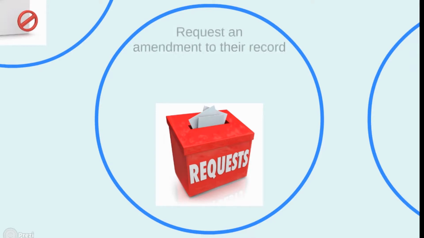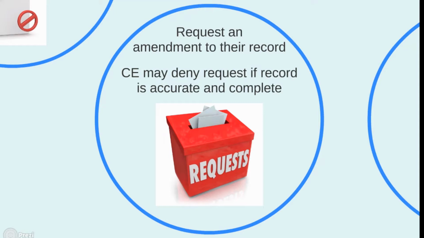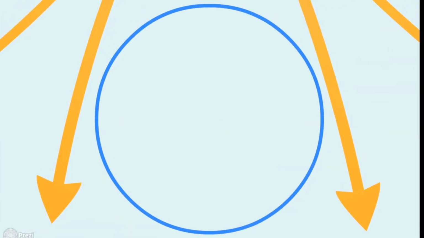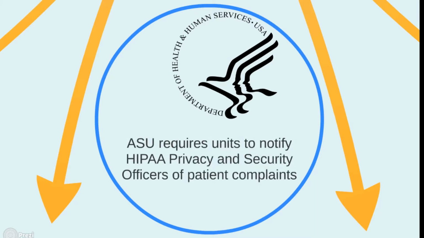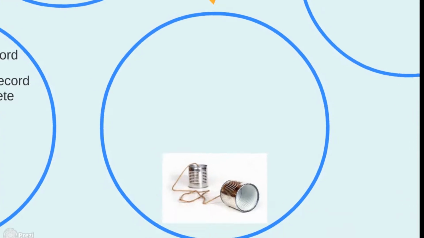Patients can request an amendment to their record, but a covered entity may deny such a request if it is found that the record is accurate and complete. Patients are also allowed to file a complaint to the Secretary of the Department of Health and Human Services and the covered entity. ASU requires units to notify HIPAA privacy and security officers when patients have filed a complaint.